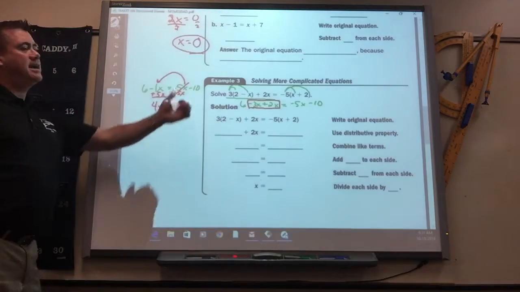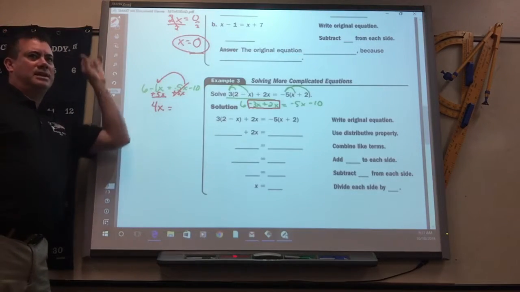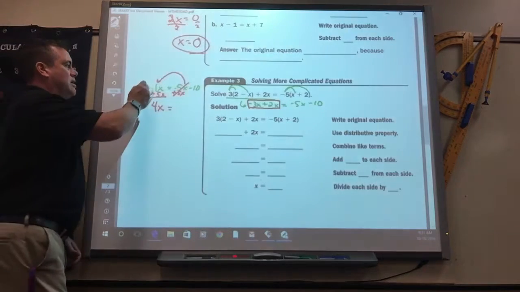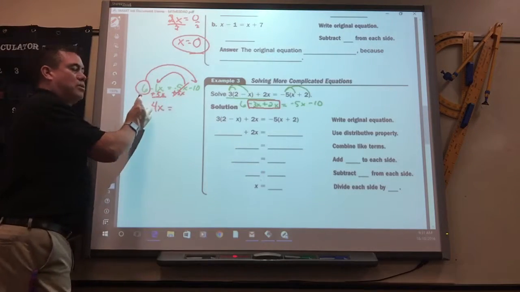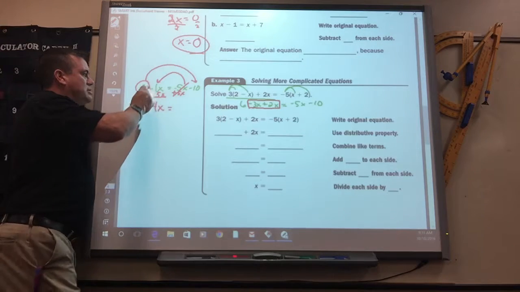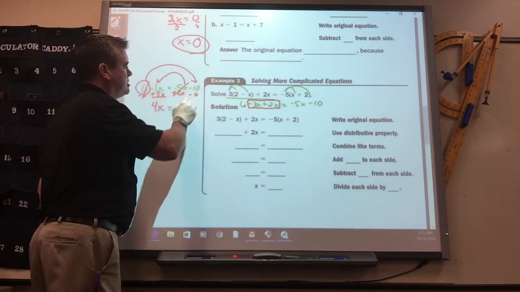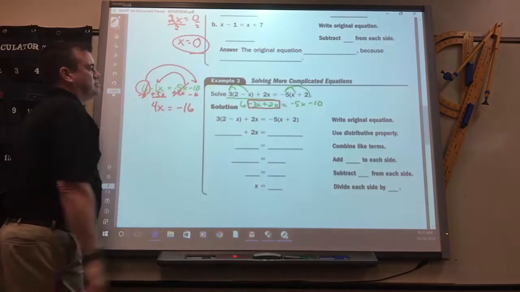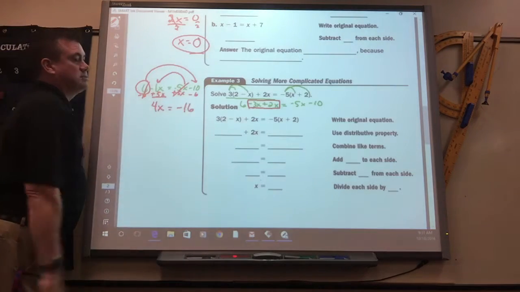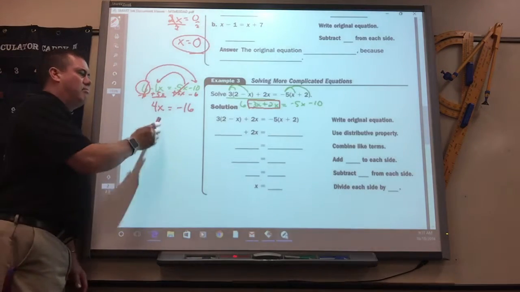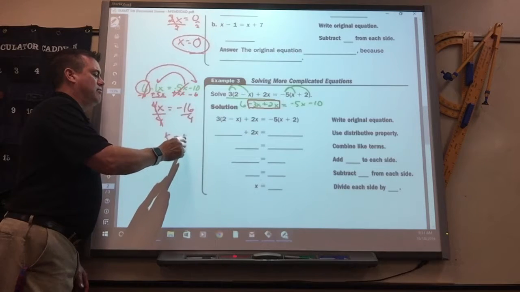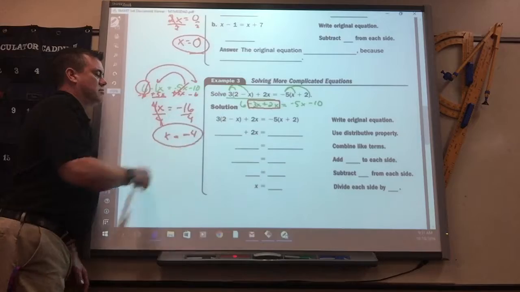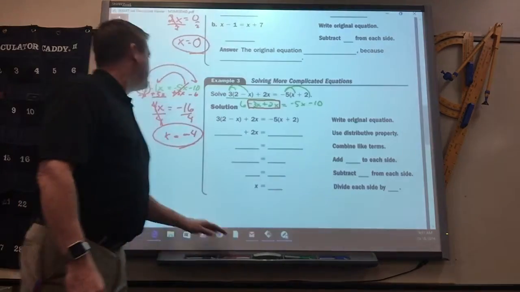So since I got the x's to the left, get the non-x's to the right, which means I want to get this 6 over here with that other number. So what do you do to get rid of it? Minus 6, and you get negative 16. Negative 10 minus 6. So then your last step, divide by 4, and you get negative 4.